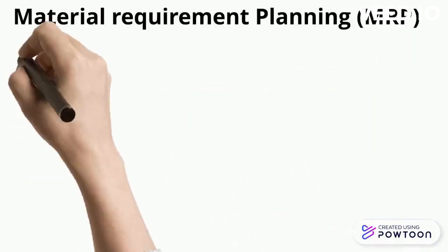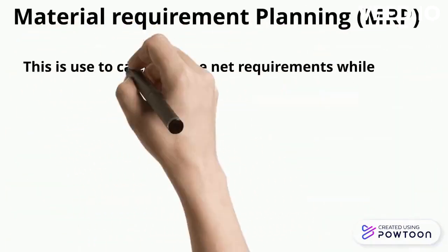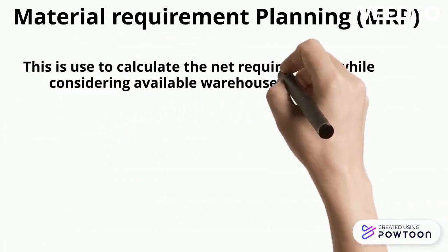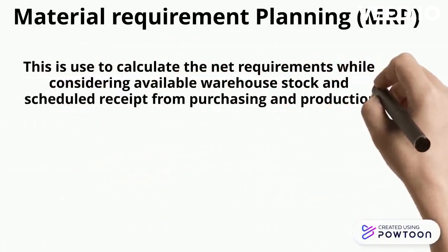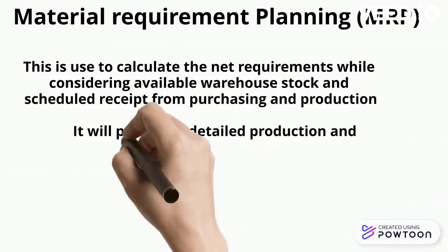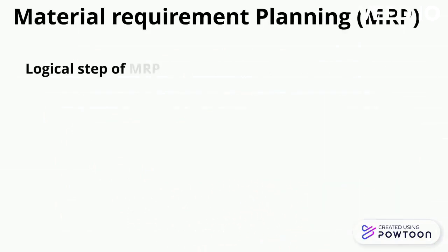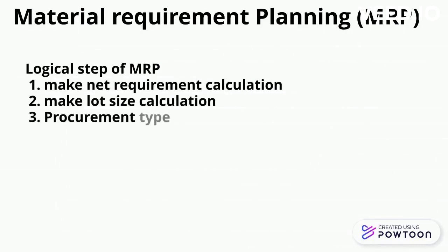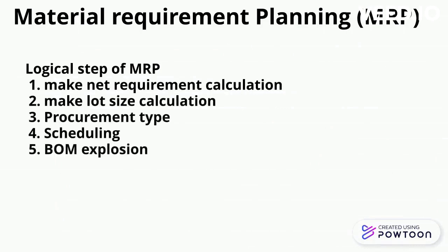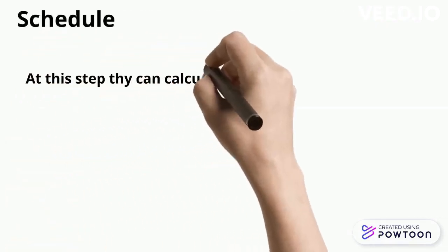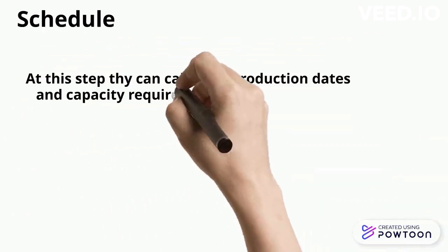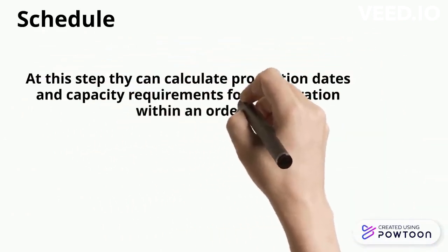resources. MRP is used to calculate the net requirements while considering available warehouse stock and scheduled receipts from purchasing and production. It will produce a detailed production and purchasing plan. Logical steps of MRP: net requirement calculation, lot size calculation, procurement type, scheduling, BOM explosion. At this step, we can calculate production dates and capacity requirements for all operations within an order.